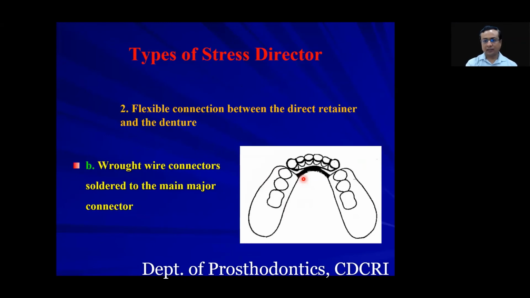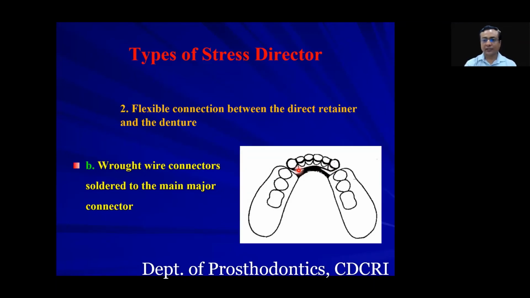Now, the second subgroup in the type 2 type of stress director is again a flexible connection, but this flexibility is given with the help of a wrought wire. So instead of splitting the major connector, you have connected the major connector with the help of a wrought wire. A wrought wire is flexible as compared to the cast.